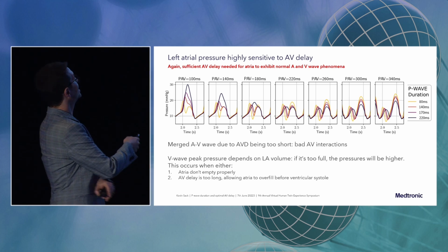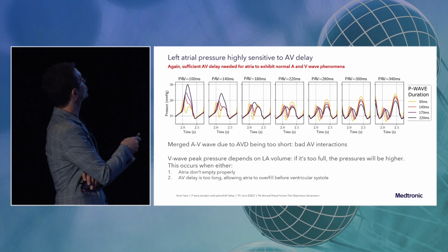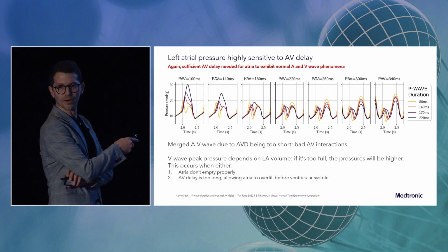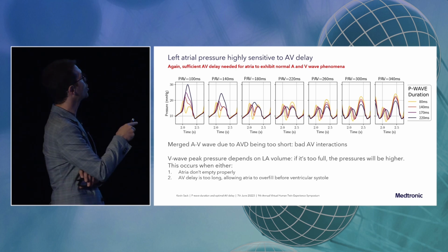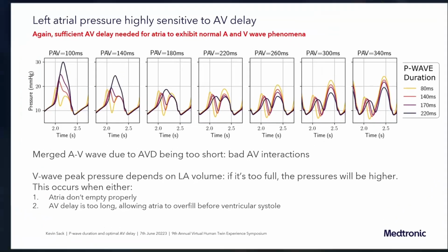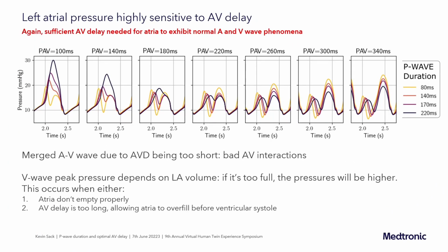And what you have here is really some interesting cases. Remember, we saw that the A wave didn't develop at all in the first case, with that really slow purple line of 220 P wave duration. That's because they're contracting essentially at the same time, so you have a merged A and V wave in those atrial pressures, with really high peak pressures in the left atrial pressure. That's incredibly bad. You need a substantial amount of AV delay for that to normalize and for you to start seeing some of that M-shaped morphology, when the A and the V pressure waves are clearly defined.